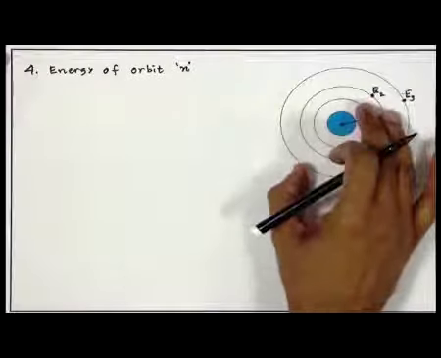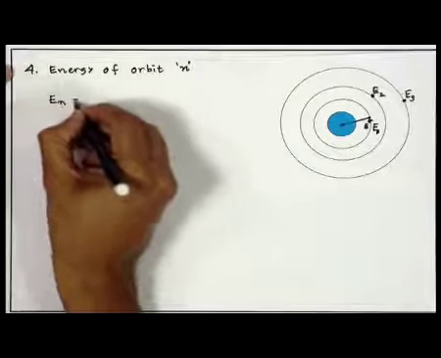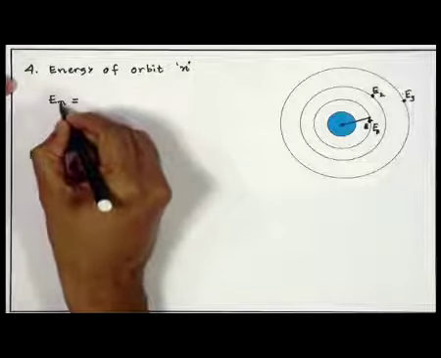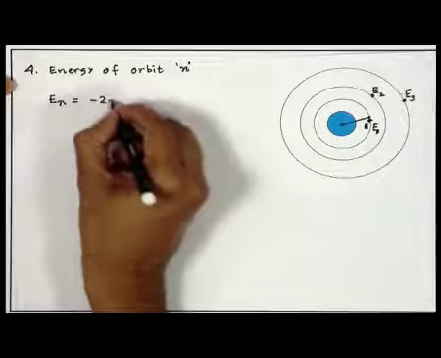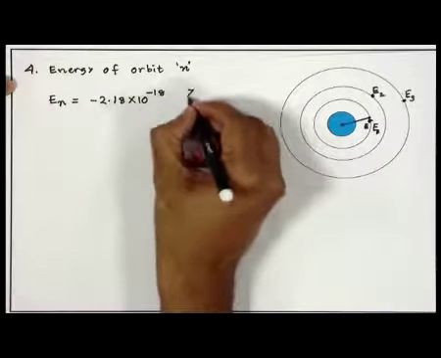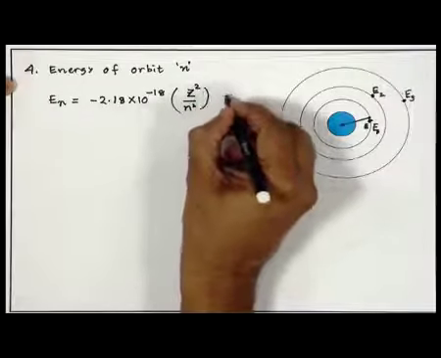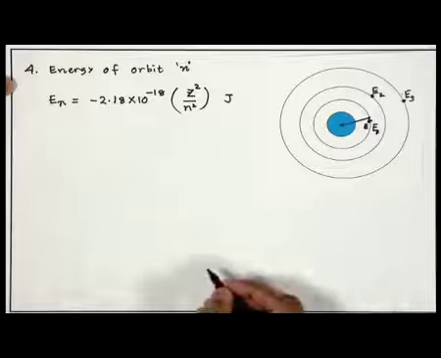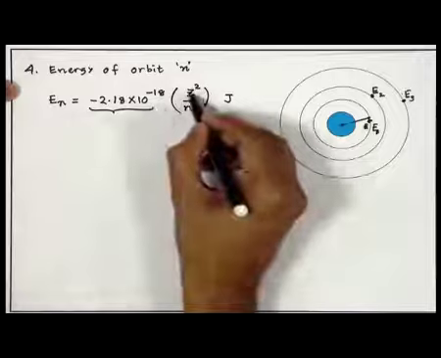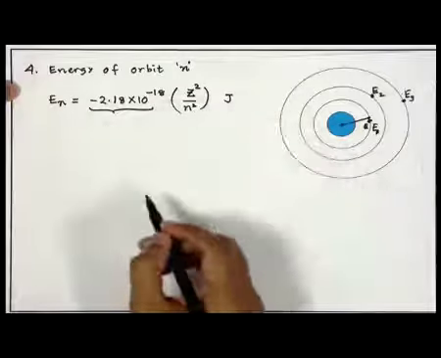This is the Bohr's atomic model that we have. From Bohr's atomic model, the solution suggested that E n, the value of energy in the nth orbit, is minus 2.18 into 10 to the power minus 18 z square divided by n square, and this is given in the units of joules. Z is a constant, for hydrogen it is 1, and n is a number which goes from 1 to 3, 4, and so on.